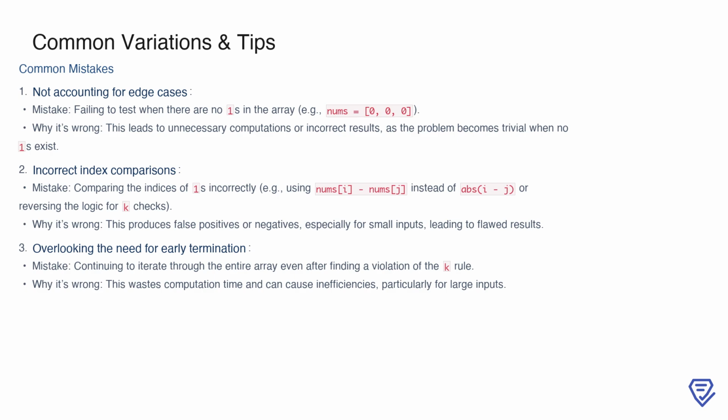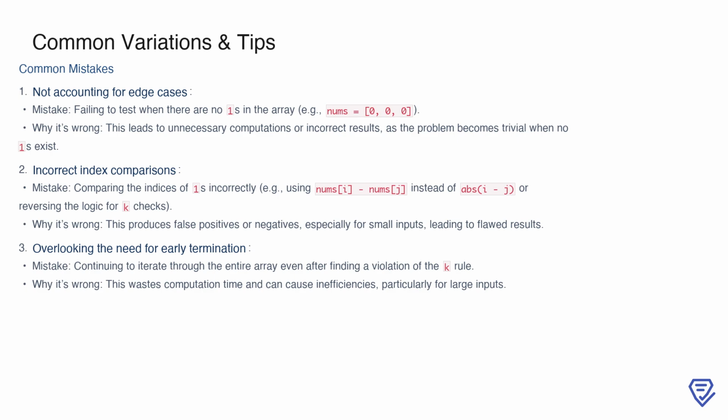For example, if the input array contains no 1s, such as nums equals 0, 0, 0, the problem becomes trivial, but failing to account for this can result in unnecessary computations or even errors. Another mistake is making incorrect index comparisons. For instance, using nums[i], nums[j], instead of the absolute difference, abs(i, j), can produce flawed logic, especially when checking the k condition. Similarly, reversing the logic for the k spacing check will lead to false positives or negatives, particularly in smaller arrays.